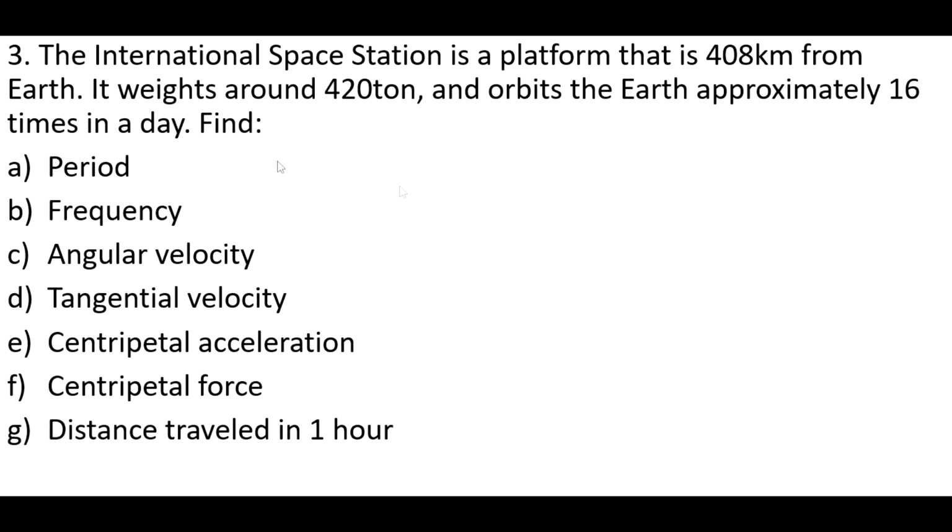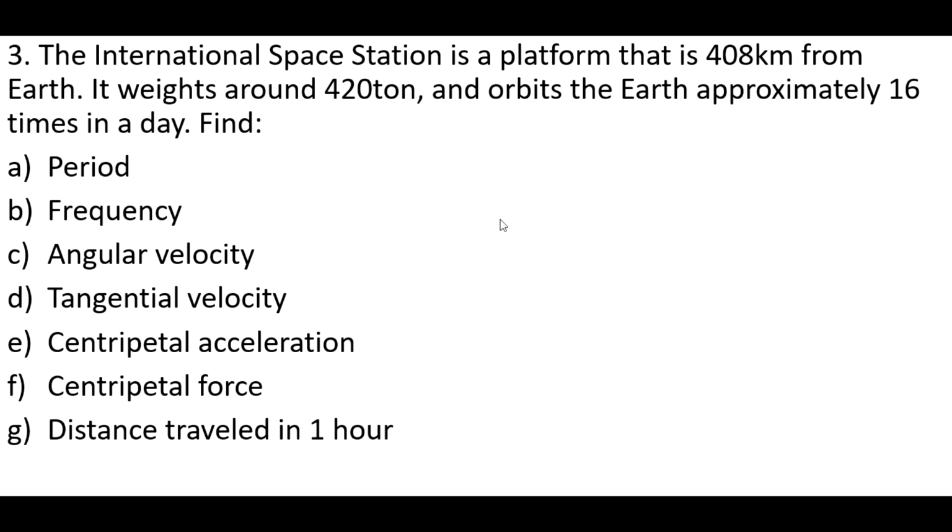In this case, we're going to see problem number 3 about uniform circular motion. It says the International Space Station is a platform that is 408 kilometers from the Earth. It weighs around 420 metric tons and orbits the Earth approximately 16 times in a day. Find period, frequency, angular velocity, tangential velocity, centripetal acceleration, centripetal force, and this is a new one: distance traveled in an hour.